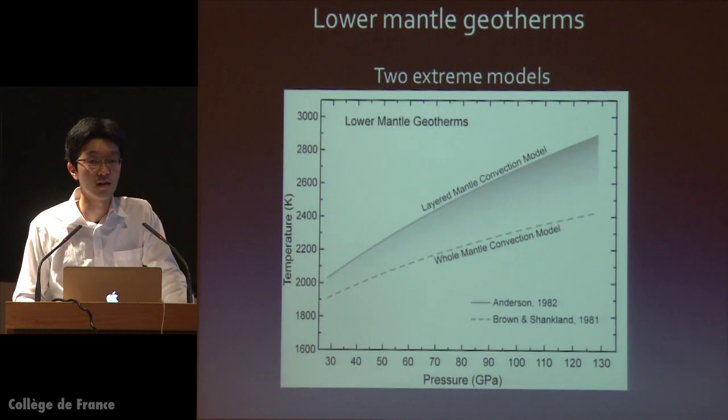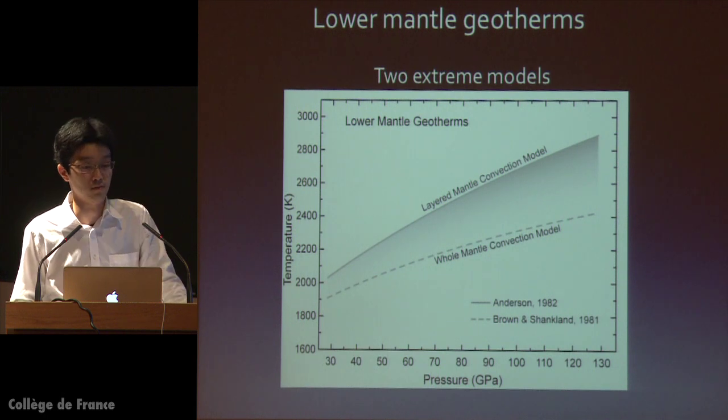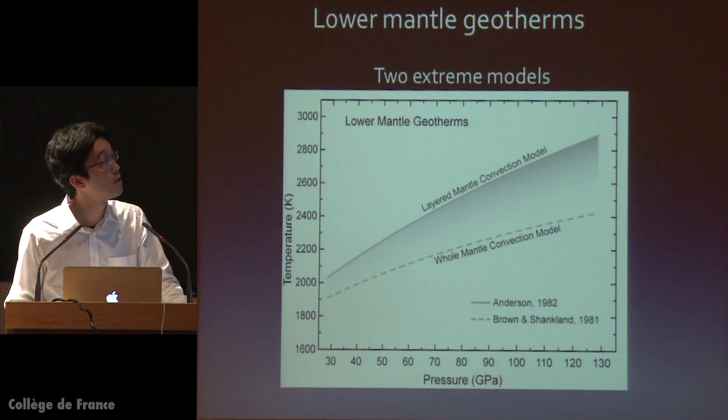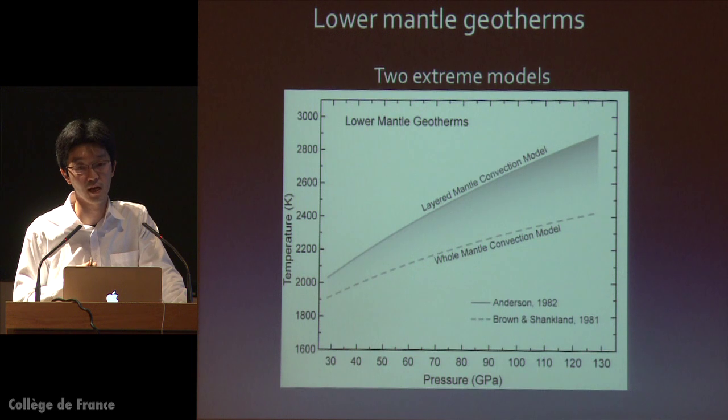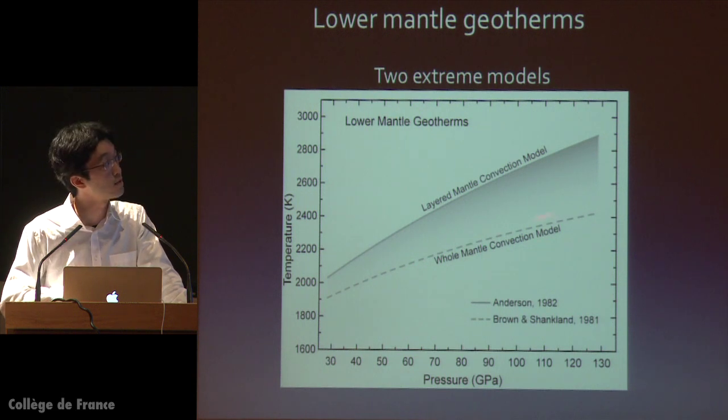And as you know, there are several geothermal models for the lower mantle. This is hugely scattered. And in this modeling, we adopted two extreme cases, one for the full mantle convection model, and the other for the layered mantle convection model, as shown here.